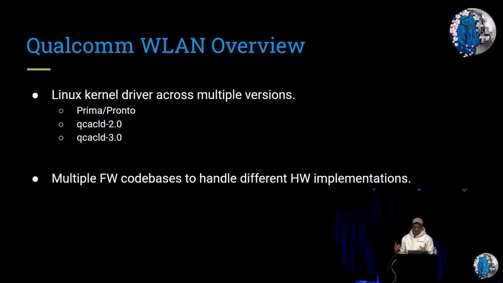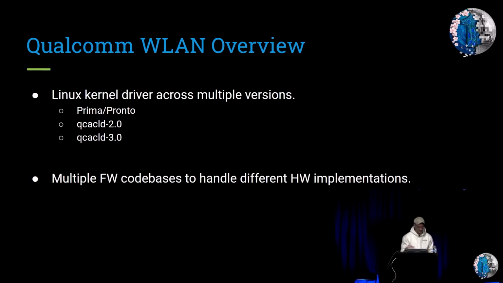It comes in roughly 3 flavors on Linux. There is a Windows host driver as well. Didn't look at that. I don't even know how the Windows kernel works. So of those 3 flavors, there's Prima and Pronto. Prima is the driver name for the Linux host kernel. It's mostly deprecated on really old devices. You probably won't see it anymore these days. And then Pronto is the corresponding WLAN firmware that runs with Prima.